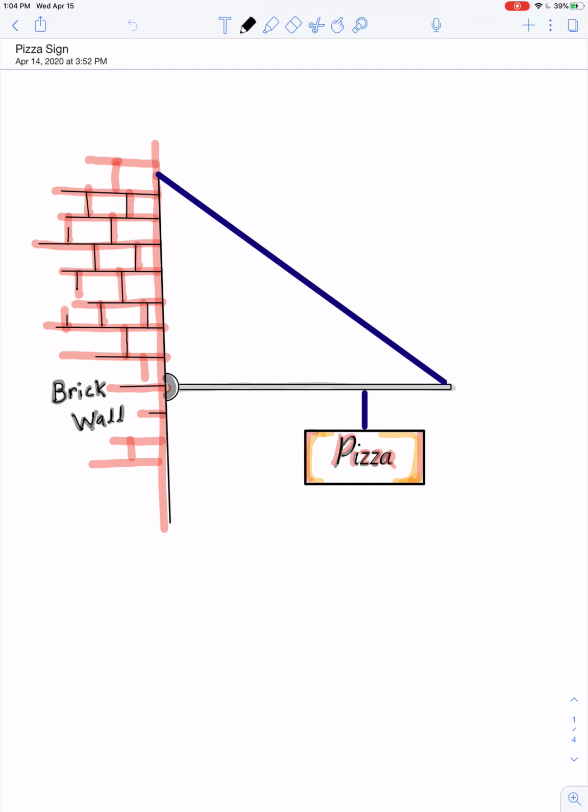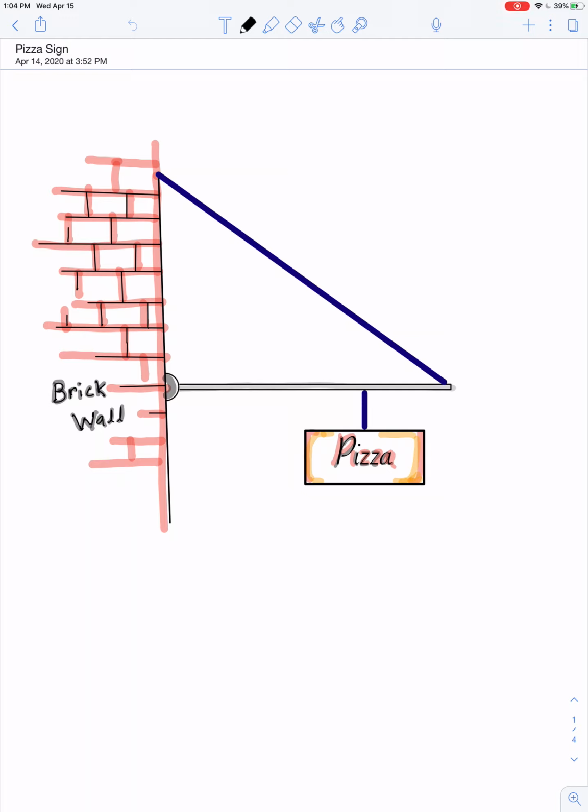Let's attempt to solve another problem in our study of the combined effect of translational equilibrium and rotational equilibrium. So here you see a pizza sign. This would be typical of the type of signage you see maybe on an old-timey downtown Main Street storefront.